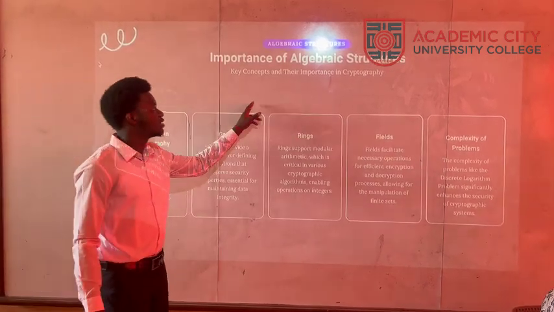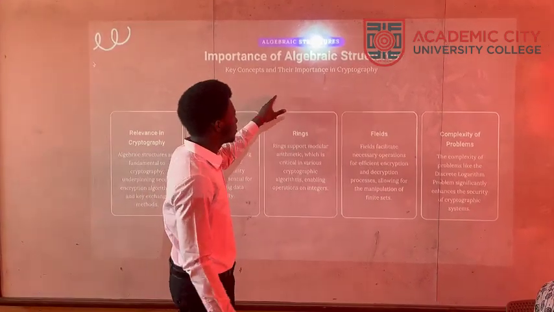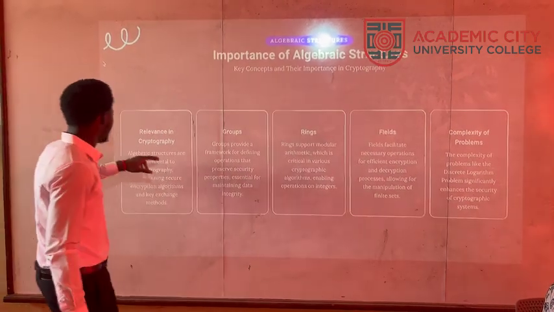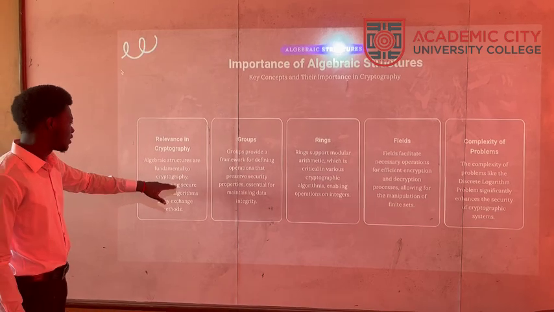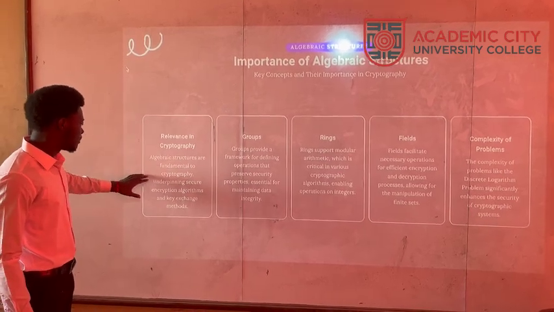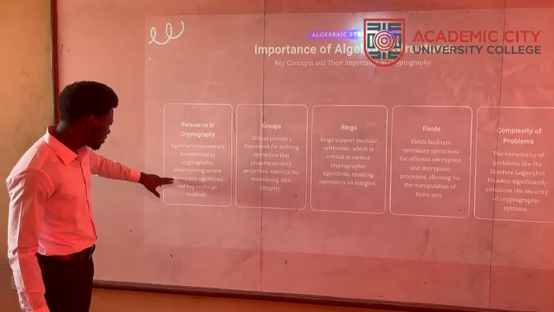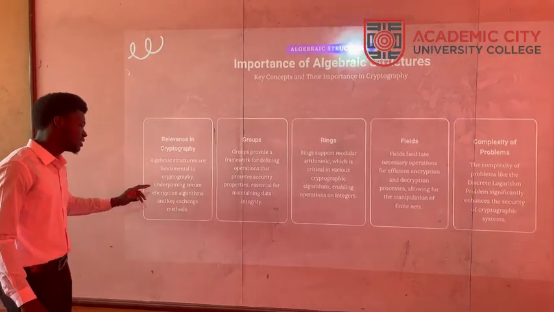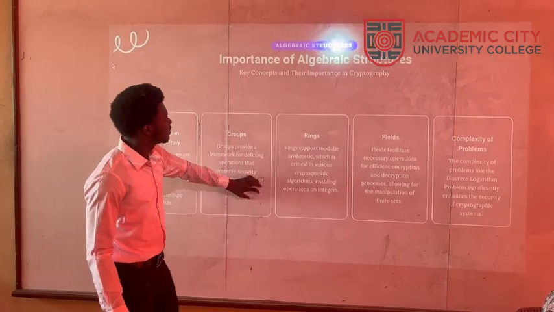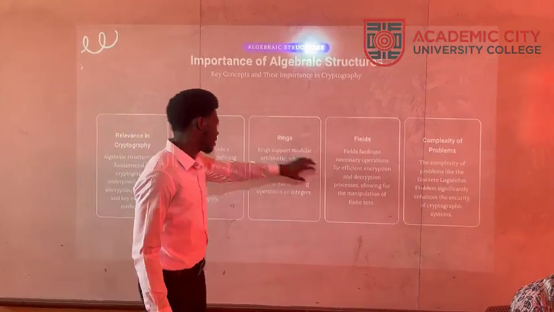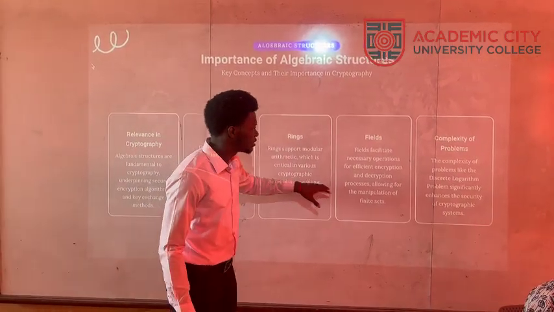So here are some key concepts and importance of algebraic structures in cryptography. Relevance in cryptography of algebraic structures: algebraic structures are fundamental to cryptography, underpinning secure encryption algorithms and key exchange methods. Then we go to the groups. These are some algebraic structures that are inside cryptography. We have the groups, rings, and fields.